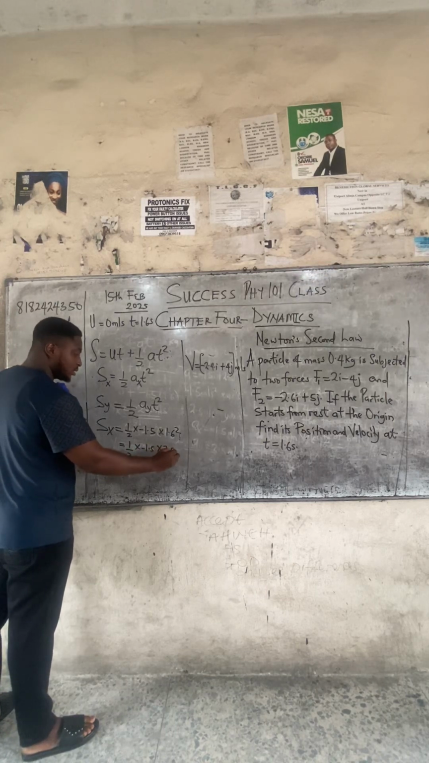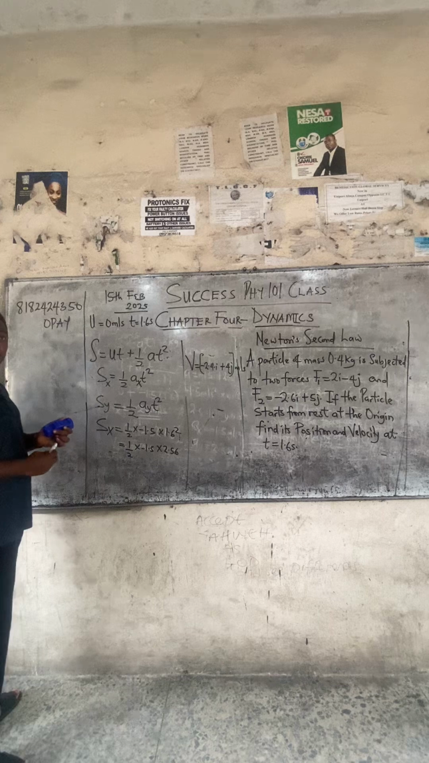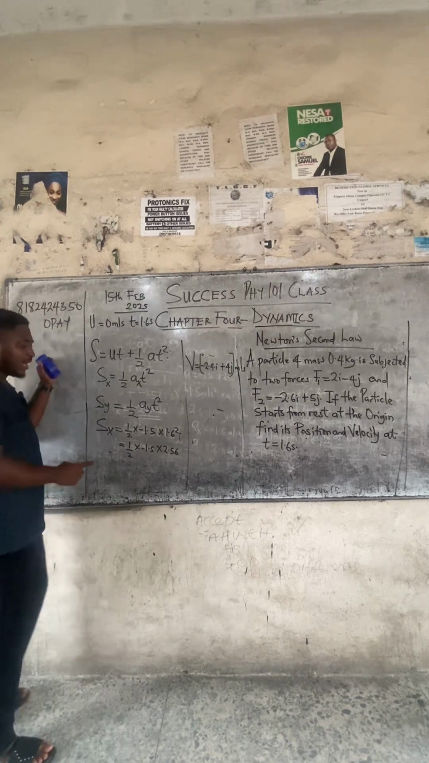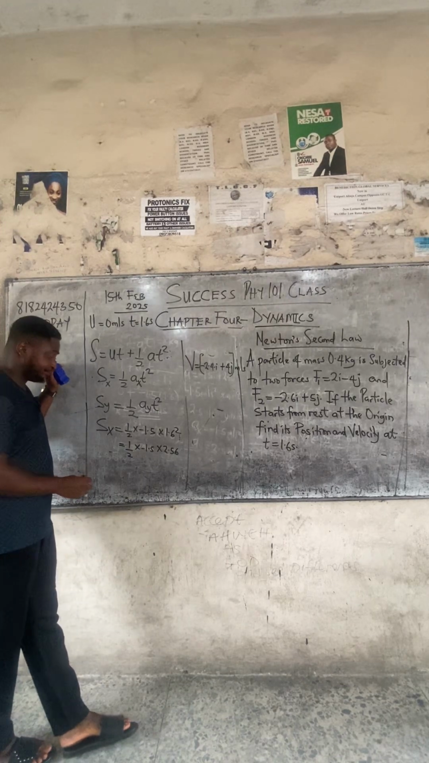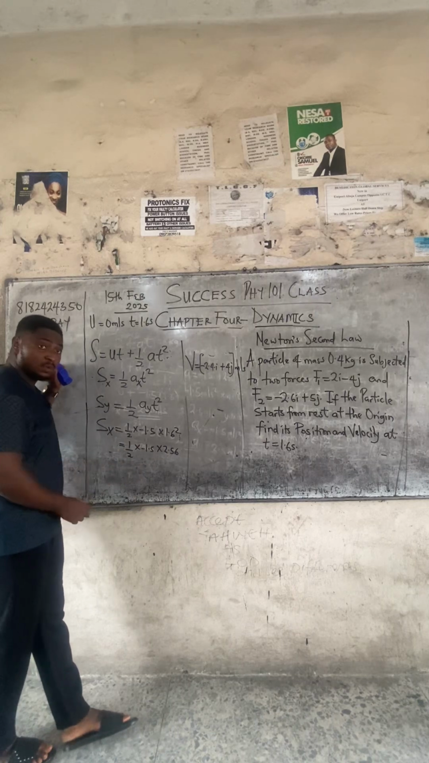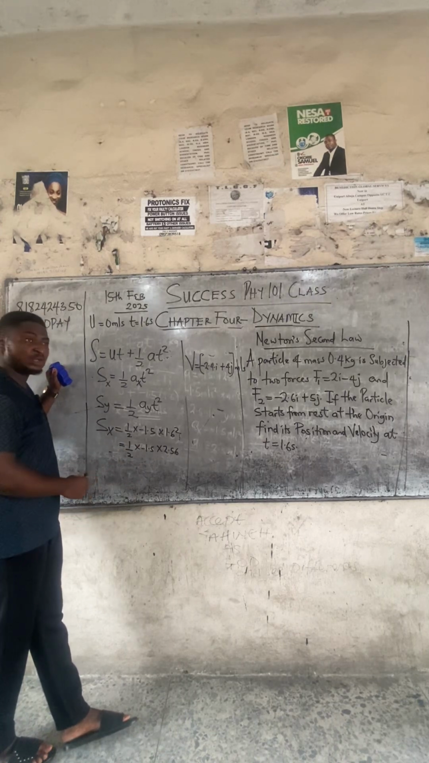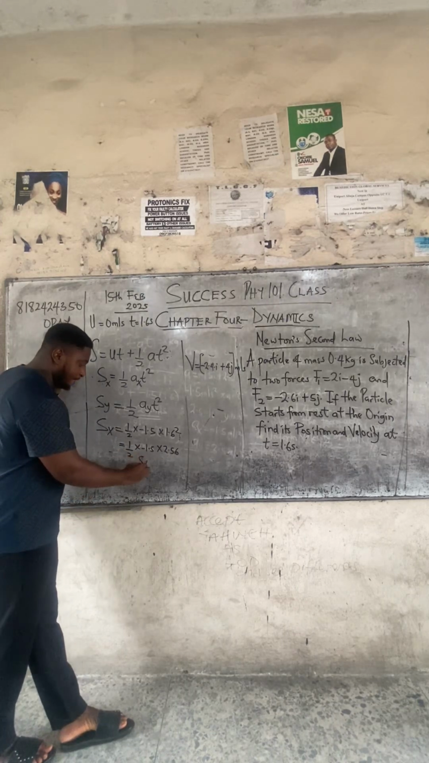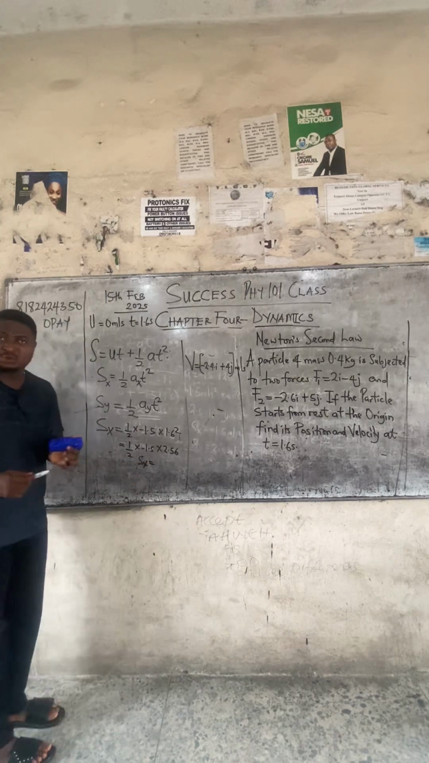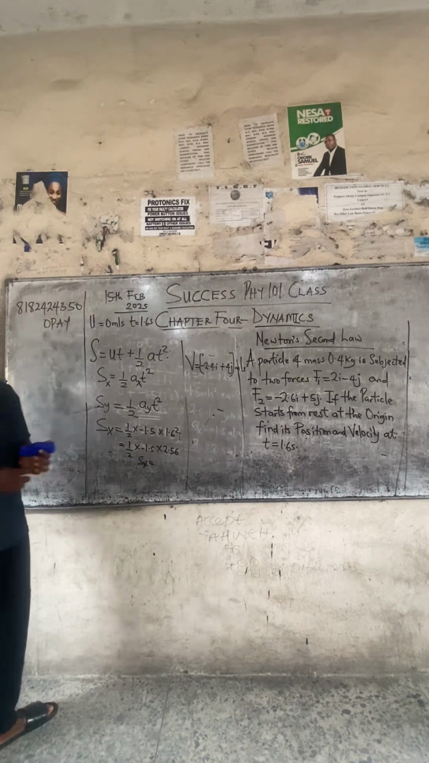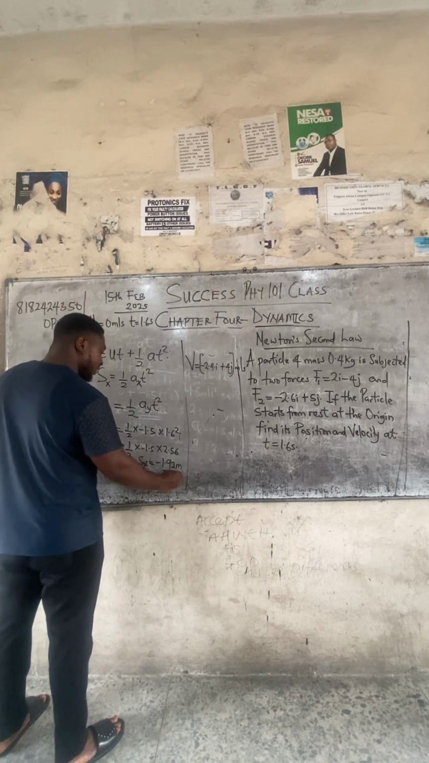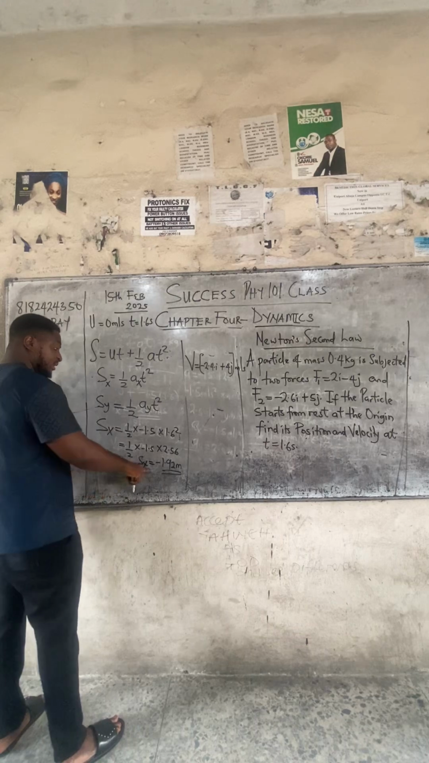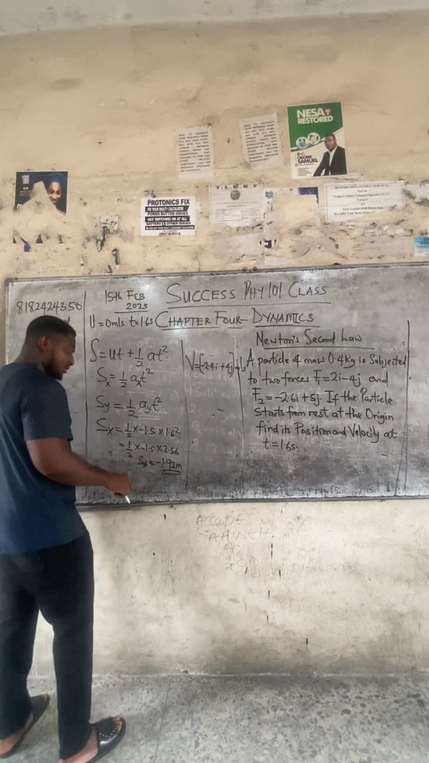Check. 1.6 times 1.6. Is it 2.56? Half of 2.56. Someone should check for us. 1.28 times minus 1.5 is minus 1.92 meters. Displacement is measured in what? This is the displacement or position on the x.